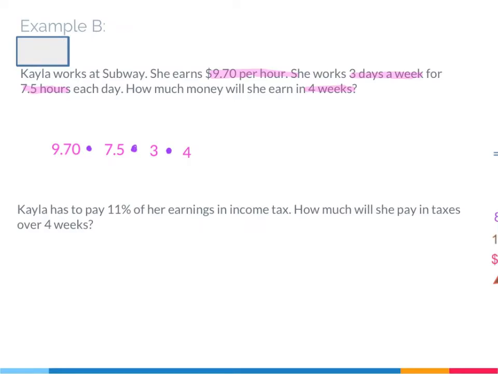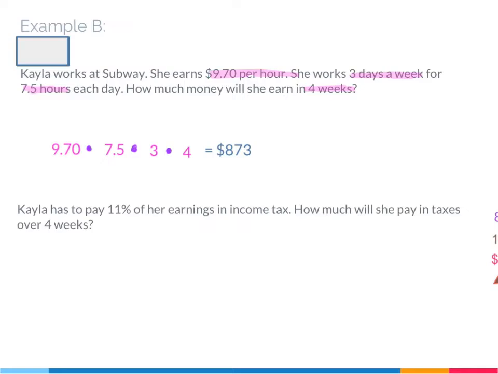So if we take those and all multiply them together, when we do that, we figure out that she makes $873 in that 4 weeks. So it was a lot easier to multiply all of those things together to give us the one answer. Of course, we could have taken our 9.70 times 7.5 and written that down and then multiplied that by 3 and then written that down and then multiplied it by 4. We could have done that and it's still gotten 873.